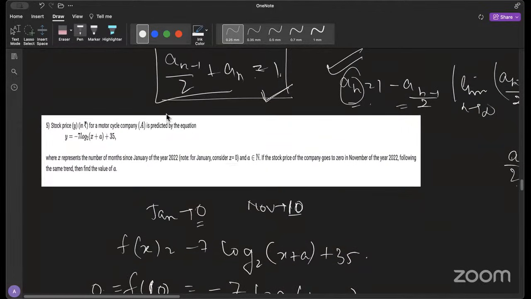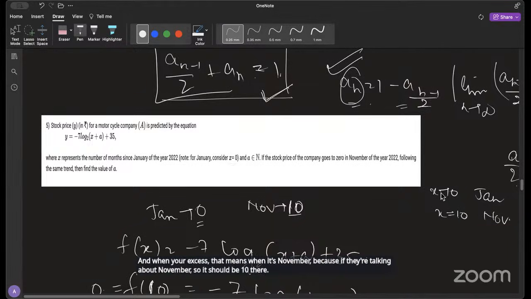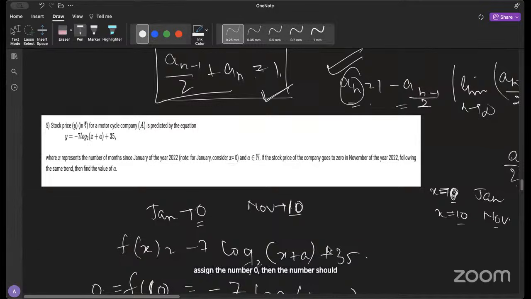This question is, your y is the stock price and x is the number of months. The first month, where x equals 0, implies January, right? And if they're talking about November, then x should be 10 there, right? If January is assigned the number 0, then November should be 10. Yes, ma'am. And this is the function. So the function gives you the stock price, and this x is the number of months, right? This x is 0, 1, 2, 3, 10.